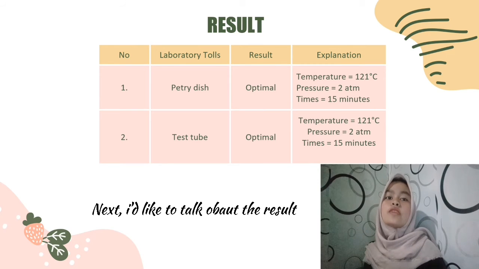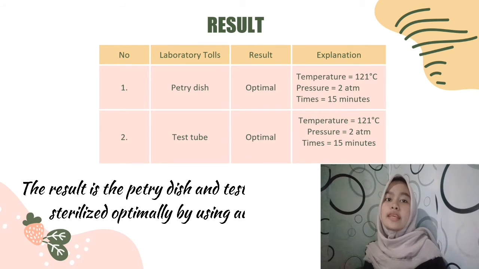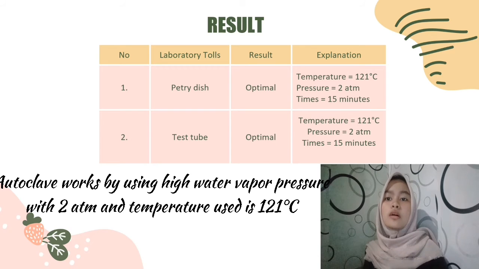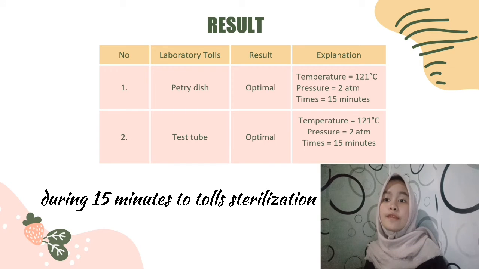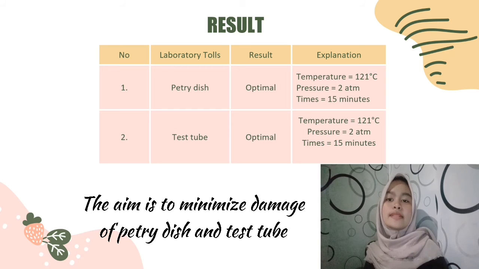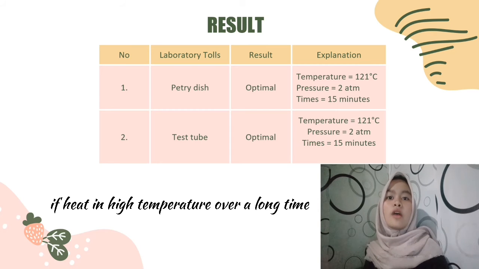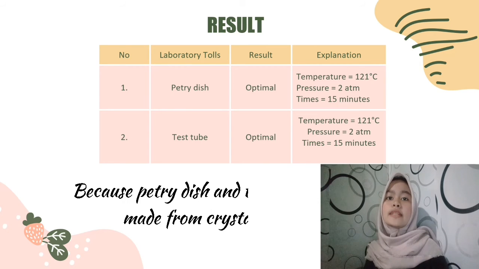Next, I'd like to talk about the result. The result is that petri dish and test tube can be sterilized optimally by using autoclave. Autoclave works by using high water vapor pressure with 2 atm and the temperature used is 121 degrees for 15 minutes for total sterilization. The aim is to minimize damage to petri dish and test tube if heated at high temperature over a long time because petri dish and test tube are made from crystal.